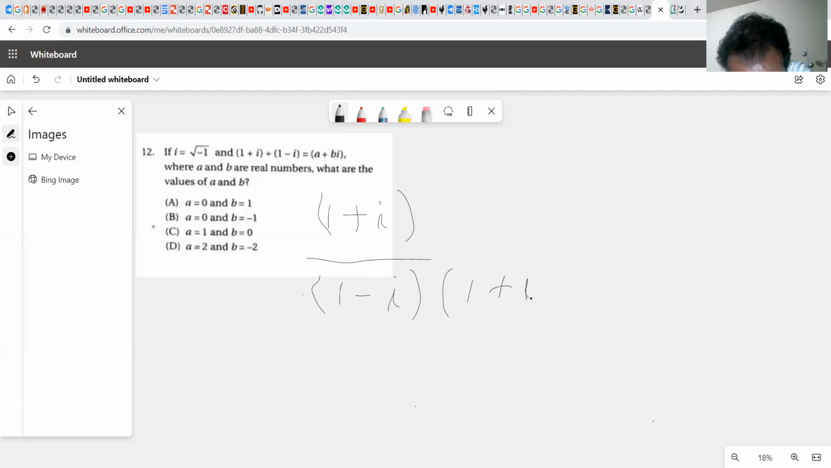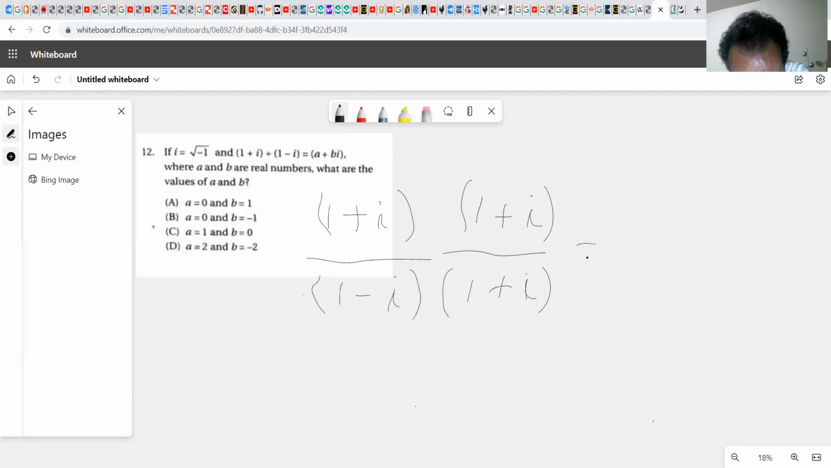If I'm multiplying that bottom part by 1 plus i, then to stay true, I have to multiply the numerator by that. In other words, if I'm multiplying (1 + i) over (1 + i), I'm basically multiplying by 1. You can always do that. So let's see what happens when you multiply that out.